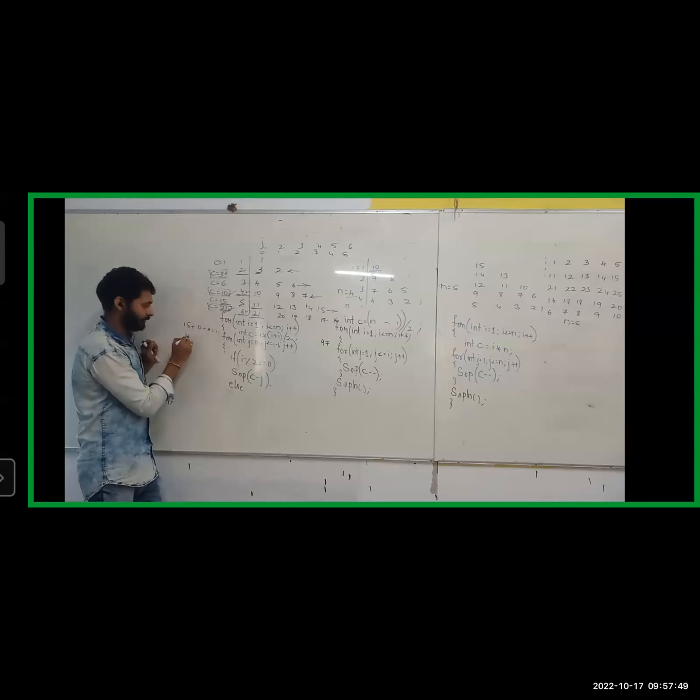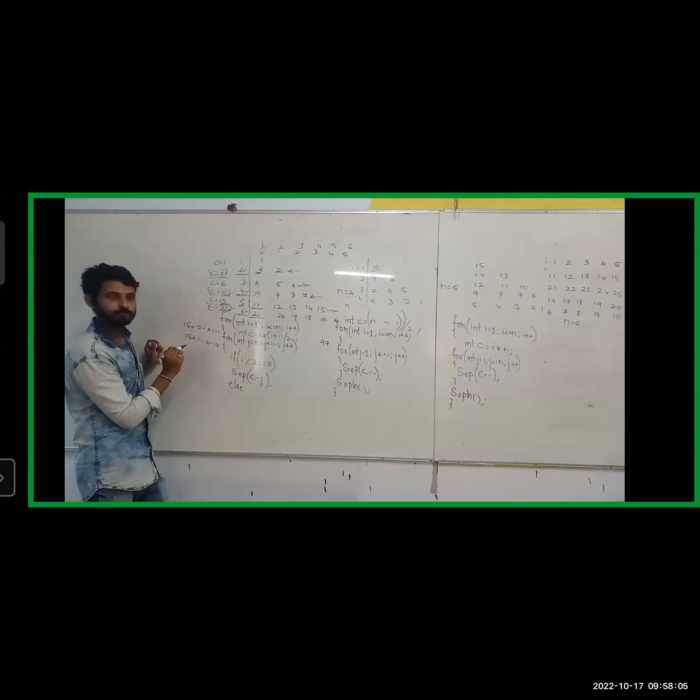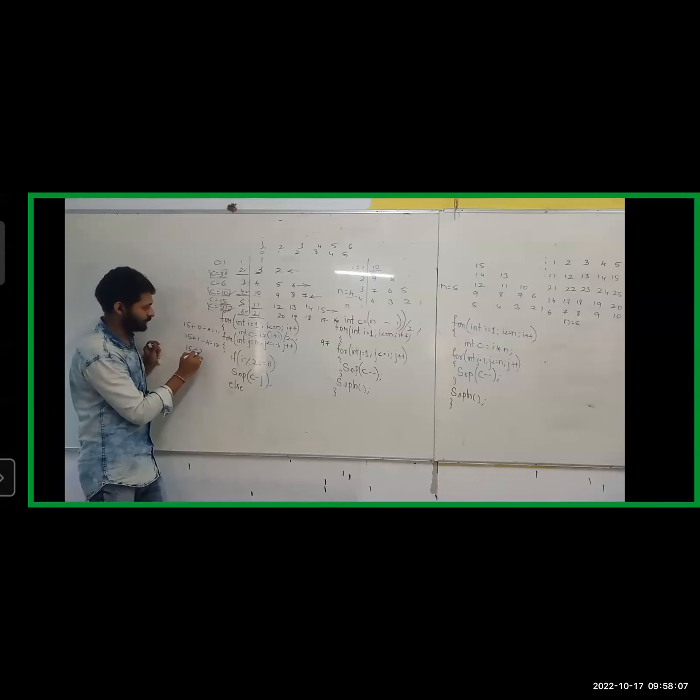Then 15 only. The C value is the same, same 15. But this time plus 1 minus 4. How much? 1 minus 4 is minus 3. 15 minus 3. Am I getting the same thing? Next, 15 plus 2 minus 4. 15 minus 2.